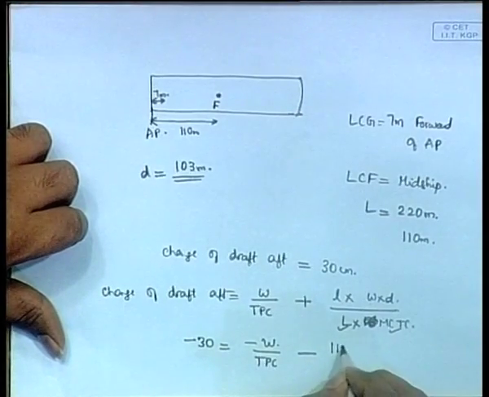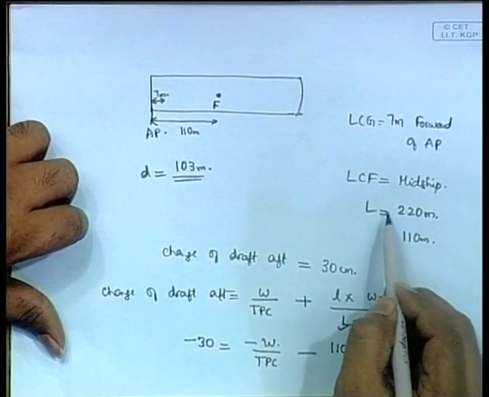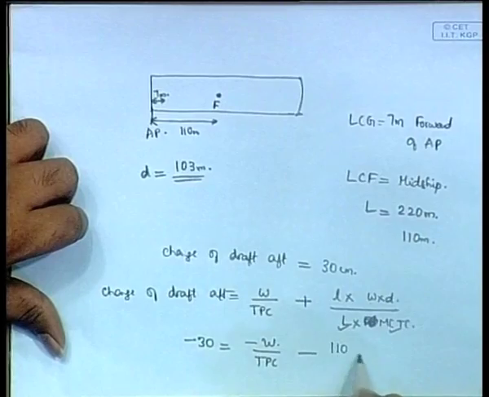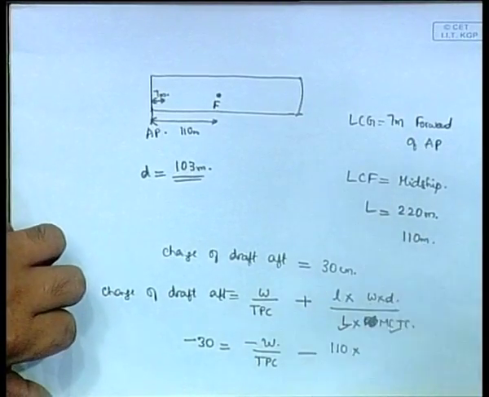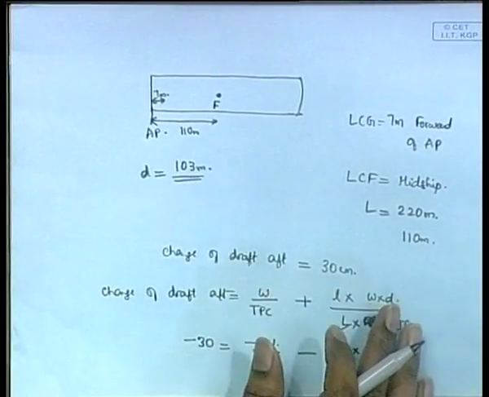So, here the LCF is given as midship, and the total length is 220, so midship is at 110. So, LCF is 110. The weight that is to be added or removed, so we calculated it, I think, or is it given?